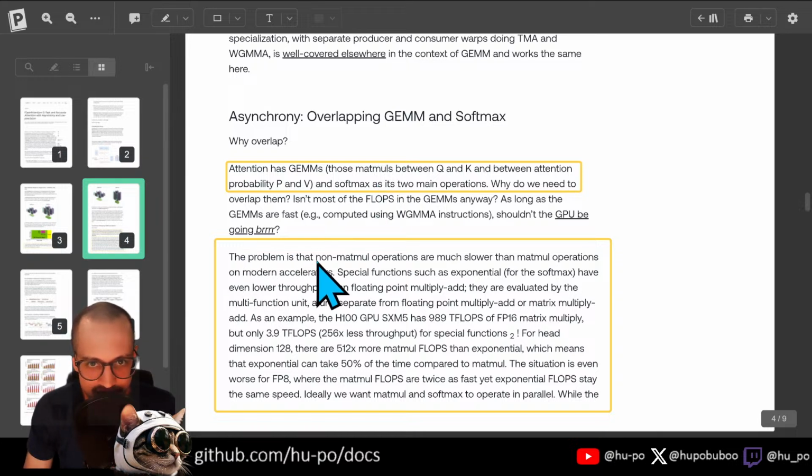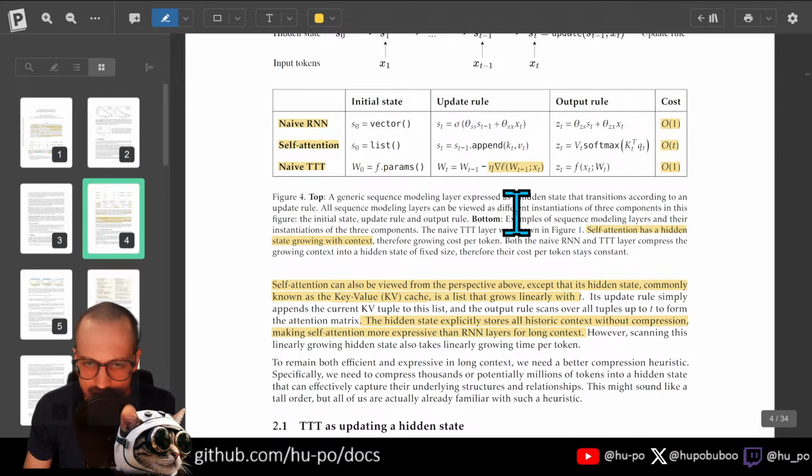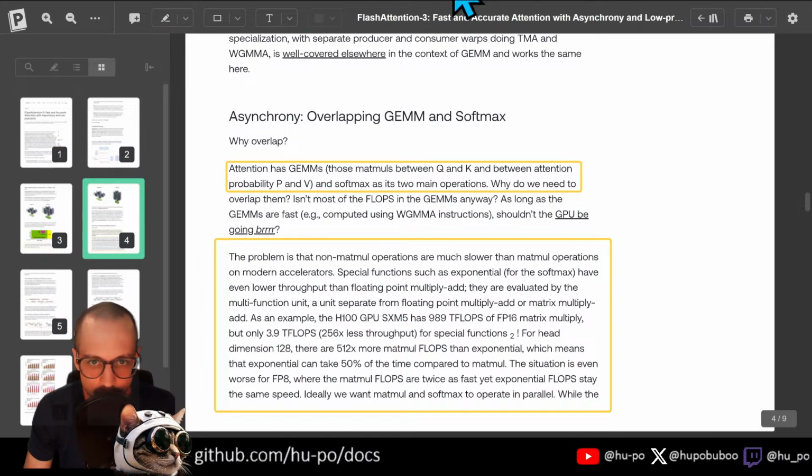The problem is that non-matmul operations are much slower than matmul operations on modern accelerators. So we're sitting here trying to think about ways to reduce the total amount of matrix multiplies, but that's not even what's slowing things down. What's slowing things down are special functions. Special functions, such as the exponential and the softmax between this Q and the K, have even lower throughput than floating point multiply add. And they are evaluated by the multifunction unit, a unit separate from floating point multiply add or matrix multiply add.